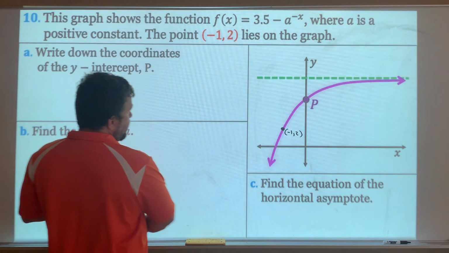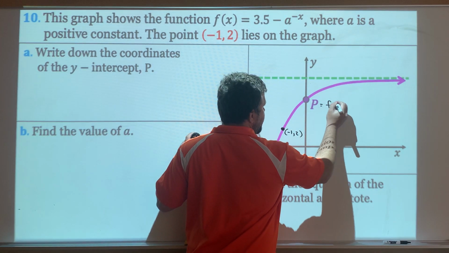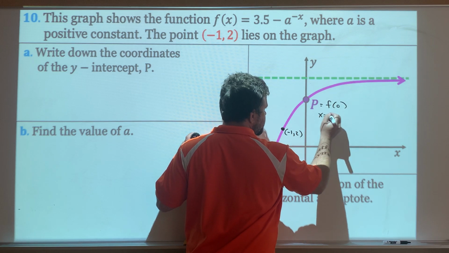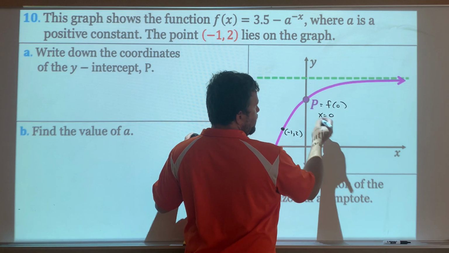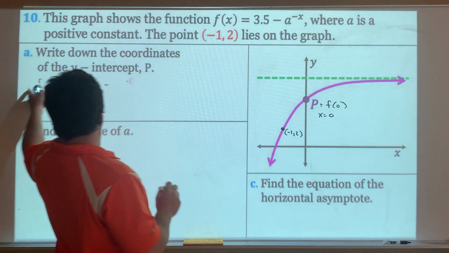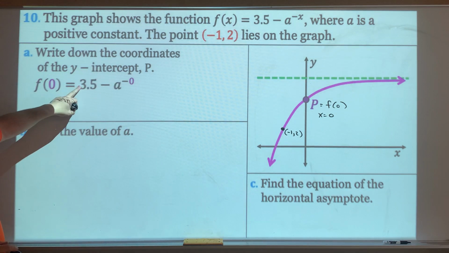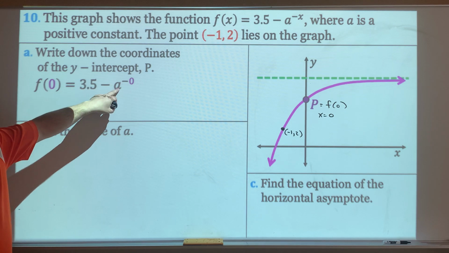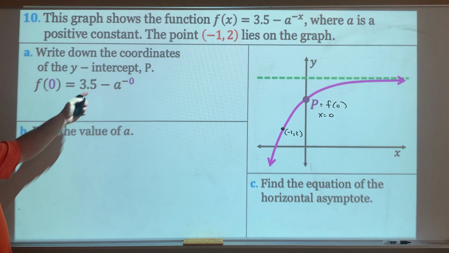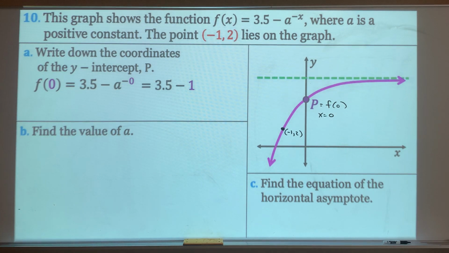Because P is the same as f of 0, when x equals 0. That's what P is. So how do we find f of 0? It's 3.5 minus a to the negative 0, which is 3.5 minus a to the 0, which is just 3.5 minus 1, 2.5. Look at that. We were able to find it. The y-intercept is 2.5.